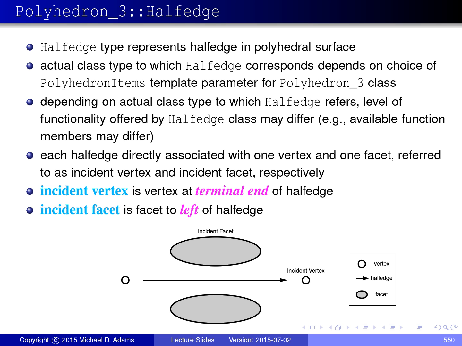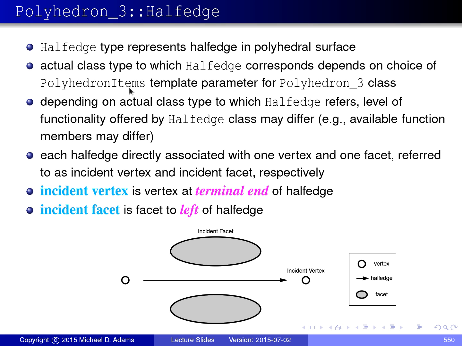As we saw earlier, one of the type members of the Polyhedron_3 class is the halfedge type. So the halfedge type represents a half-edge in our polygon mesh. Again, the Polyhedron_3 class uses a half-edge based representation. The actual class type to which halfedge corresponds depends on the choice of the Polyhedron_items template parameter for the Polyhedron_3 class.